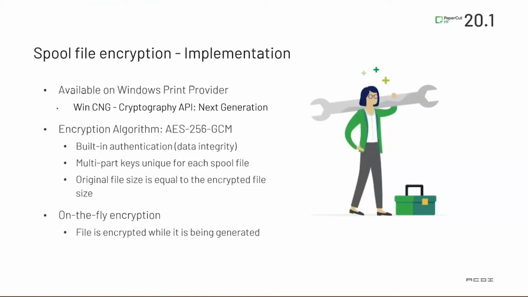Multi-part keys are used for the encryption secret key. And the original file and the encrypted file size are the same. Plus, encryption is done while the spool file is being generated by the printer driver for better efficiency.